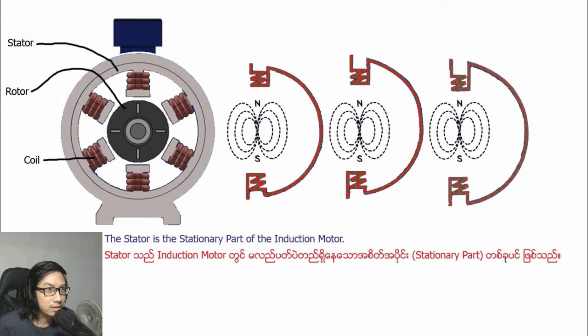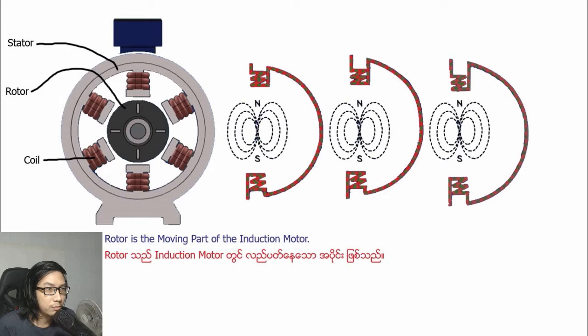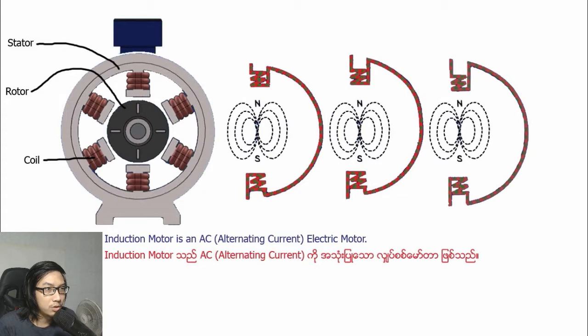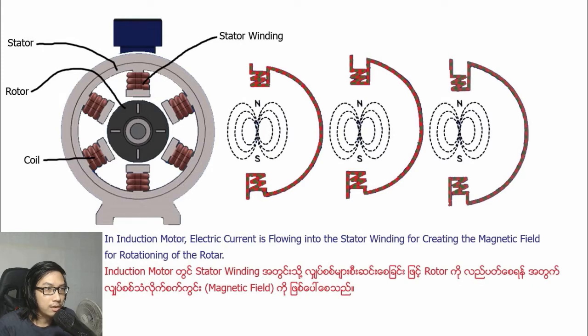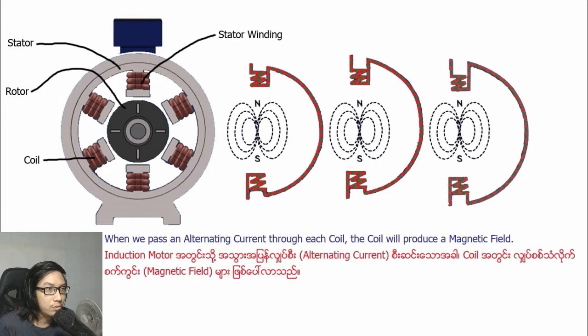The stator is the stationary part of the induction motor. Rotor is the moving part of the induction motor. Induction motor is an AC alternating current electric motor. In induction motor, electric current is flowing into the stator winding for creating the magnetic field for rotation of the rotor. When we pass an alternating current through each coil, the coil will produce a magnetic field.